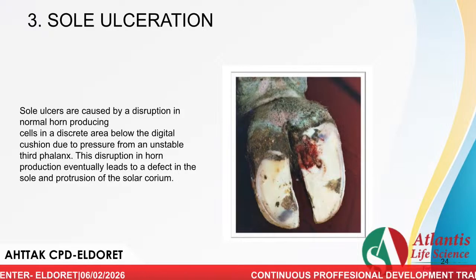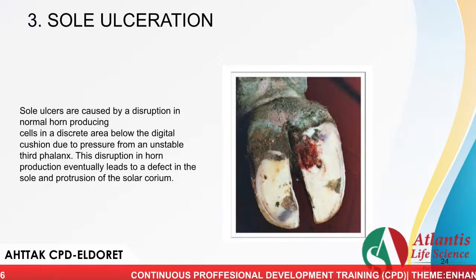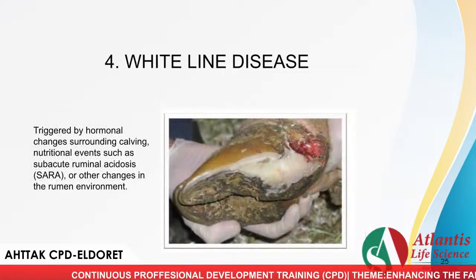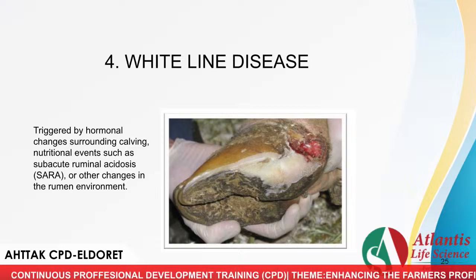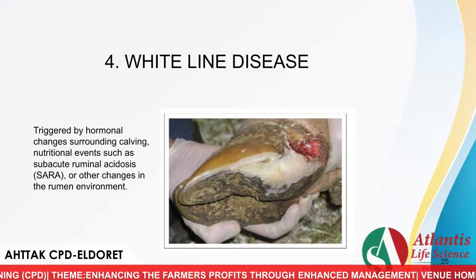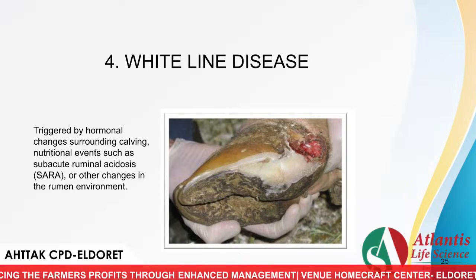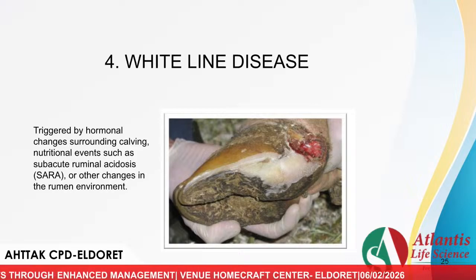There's also white line disease. This one we talked about. The white line disease is related to laminitis. This one is more of metabolic because of the changes that come with the inflammation of the lamina. So we will also have a case of white line disease.